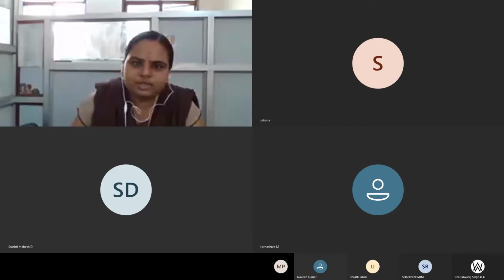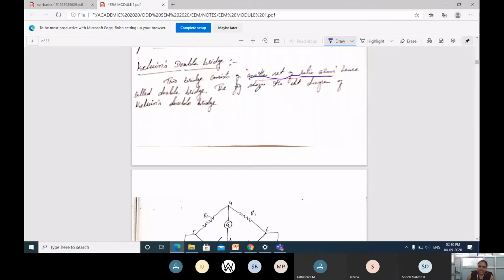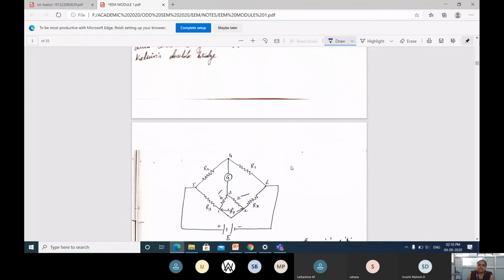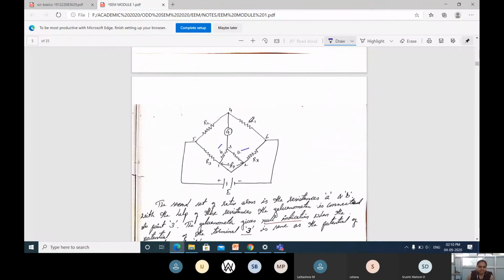Kelvin's double bridge means it has another set of ratio arms. In the Wheatstone bridge, we have one set, that is R1 and R2 as ratio arms. Here, along with R1 and R2, it has A and B as ratio arms. Two sets of ratio arms are there. For that reason, it's given the name Kelvin's double bridge. Kelvin gave the information and theory of this, so it's Kelvin's double bridge.